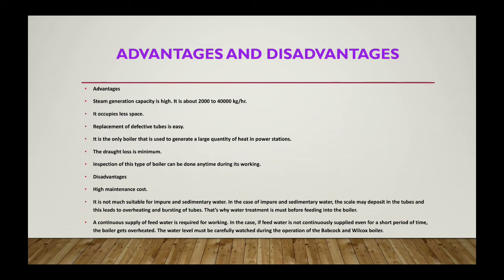And one thing is very important, or this is the main disadvantage, that in the case of this type of boiler, a continuous water supply is required. If a discontinuation of water supply occurs even for a short time period, the boiler gets overheated and the boiler tubes may burst or be damaged. So the water level must be carefully watched during the operation of the Babcock and Wilcox boiler. This is all about this type of water tube boiler.